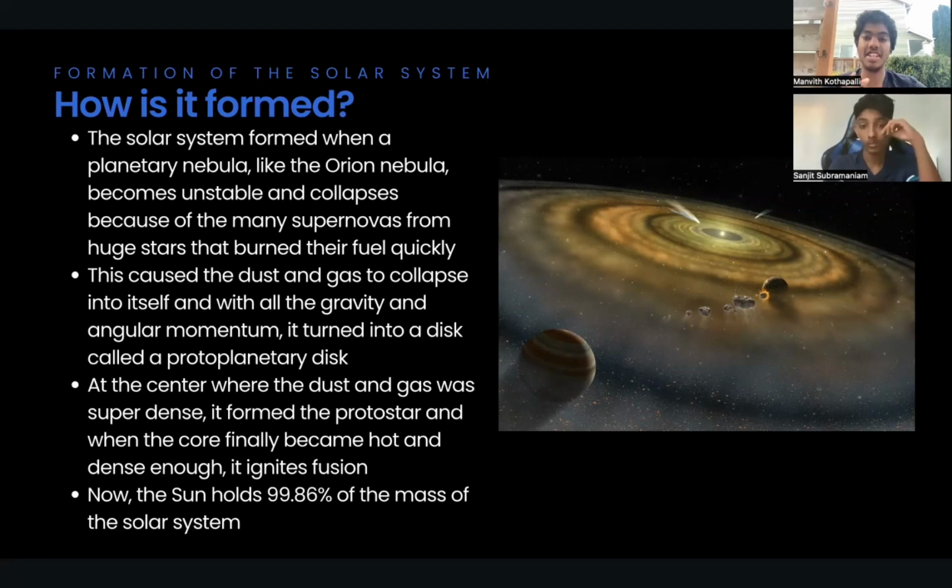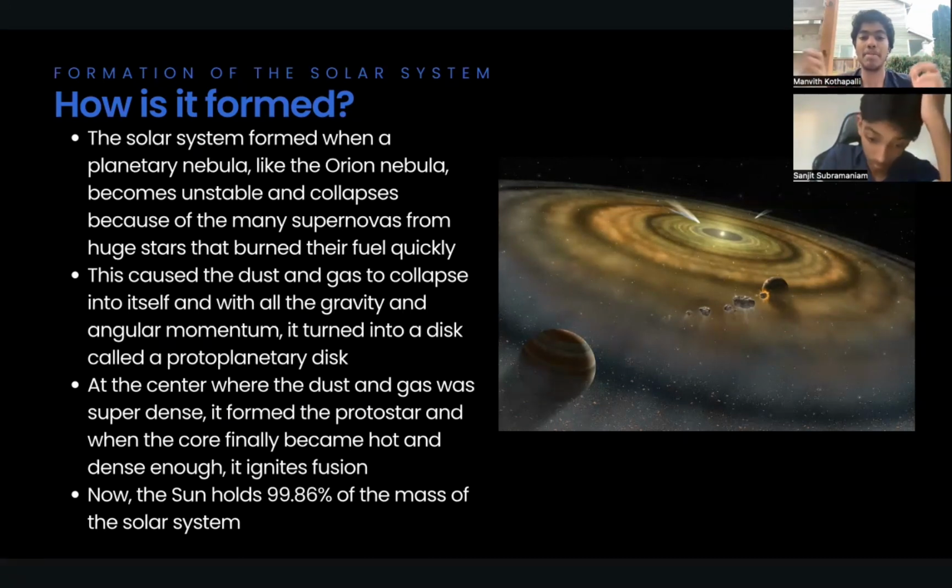At the center, where the dust and gas was super dense, it formed a protostar, and when the core finally became hot and dense enough, it ignited fusion. In the inner part of the disk, the dust particles, which are the size of a grain of rice, were flash heated into chondrules. The source of this heat still remains a mystery. Those chondrules clumped together and formed planetesimals and asteroids.